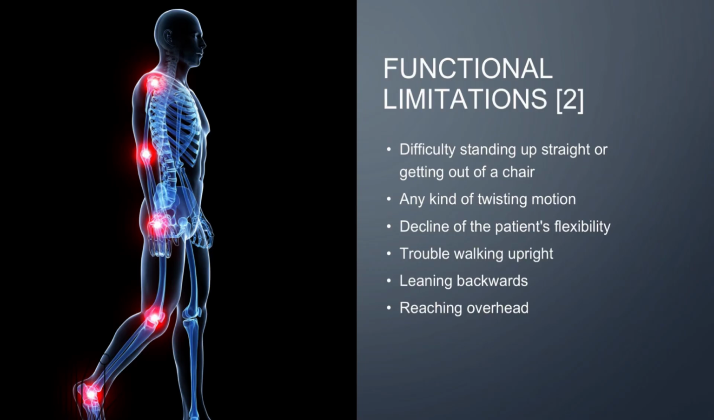So there are some functional limitations that come with this dysfunction. There will be some difficulty standing straight up or getting out of a chair. As you can imagine, getting in and out of a car could be difficult. Any kind of twisting motion, so an occupation that requires unloading boxes or turning, you will have some difficulty there. Flexibility will also be decreased. You have trouble walking upright. A lot of times this happens because the patient is trying to compensate to take some pressure off those joints, or he would lean backwards to relieve some pressure. And reaching overhead will also cause some issues.